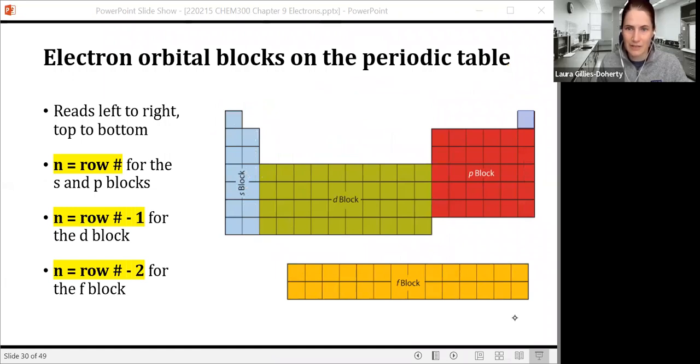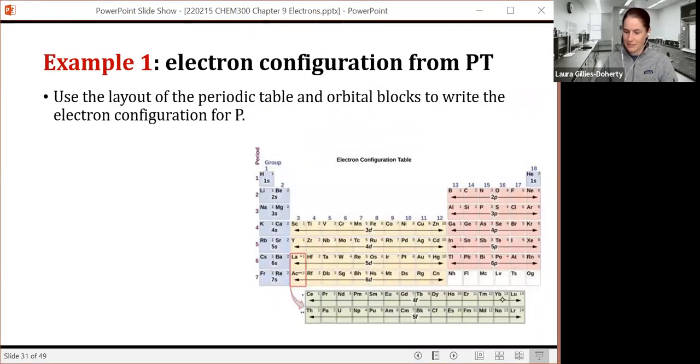So let's jump in and get some practice using the layout of the periodic table and these orbital blocks to fill electron orbital diagrams. I have a slightly different looking version of the periodic table here because it shows the coloring of the blocks, but it also gives us our element symbols so we can look up what these elements are. Okay, so let's use the layout of the periodic table to write the electron configuration for phosphorus.